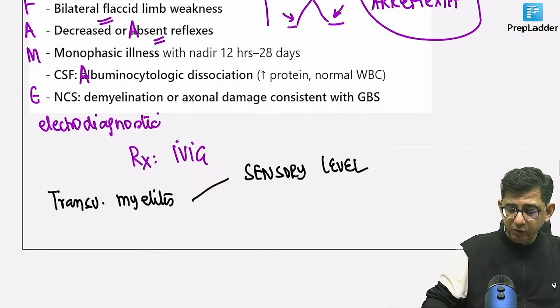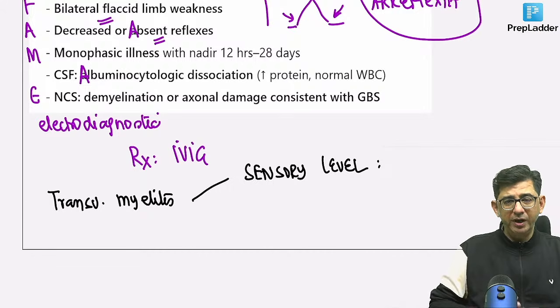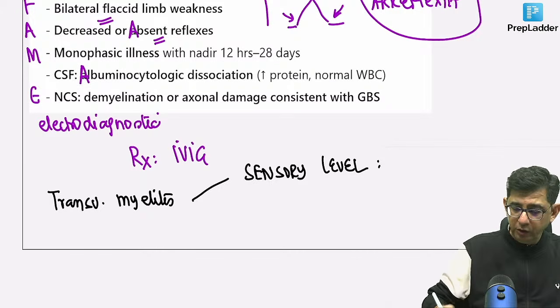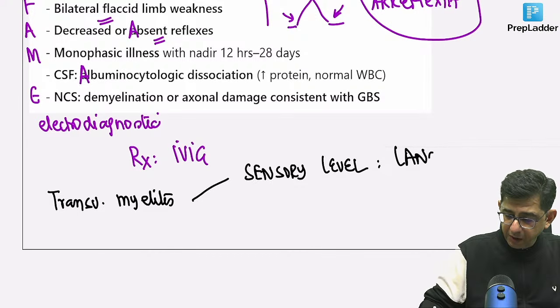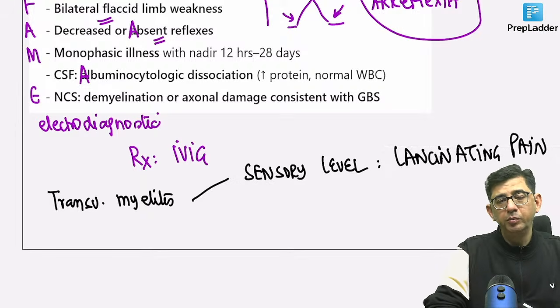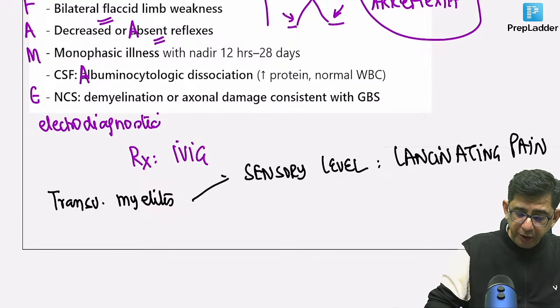So sensory level would mean that there would be a particular dermatomal level, like at the umbilicus or above the umbilicus, and below that there would be extreme lancinating pain. Lancinating pain would mean like somebody has taken a piece of glass and is cutting his skin, or somebody has taken a military grade barbed wire and is tightening the wire into his body, or somebody is pouring acid over his skin. That is the lancinating pain. That's the kind of description. A predominant sensory level would be given in transverse myelitis.